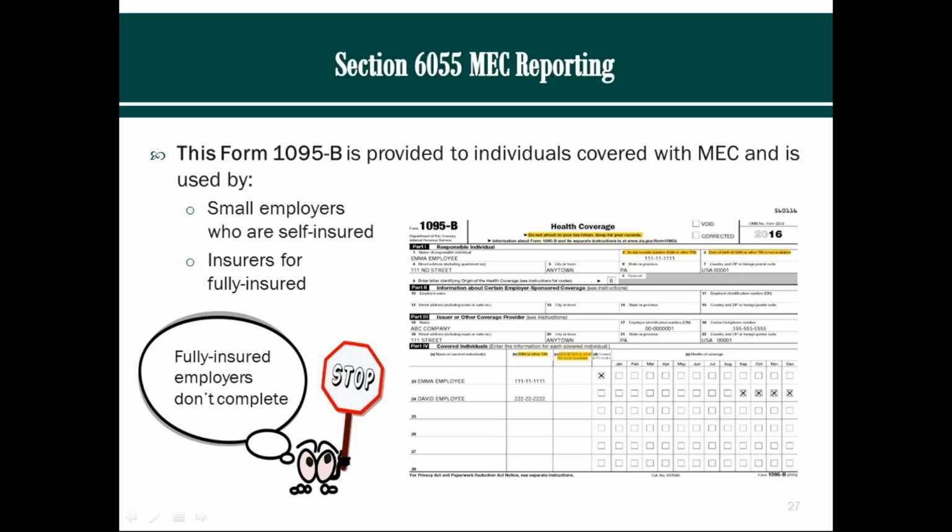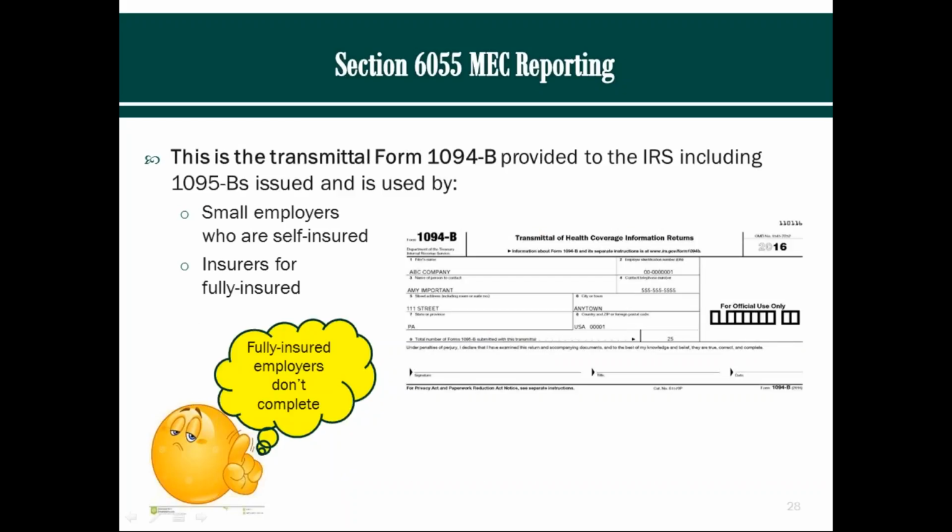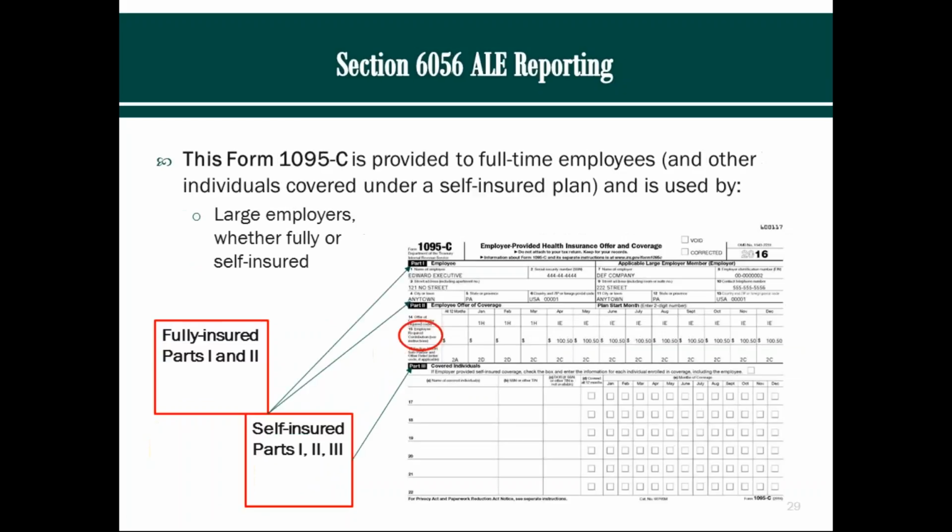The next sample is the 1094B, which is provided to the IRS. Again, if you're a small employer, self-insured, otherwise the insurer will handle this. This is a pretty cut and dry form, and there really weren't any changes made to it.